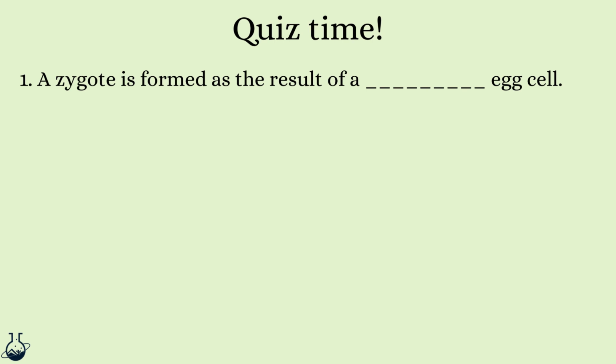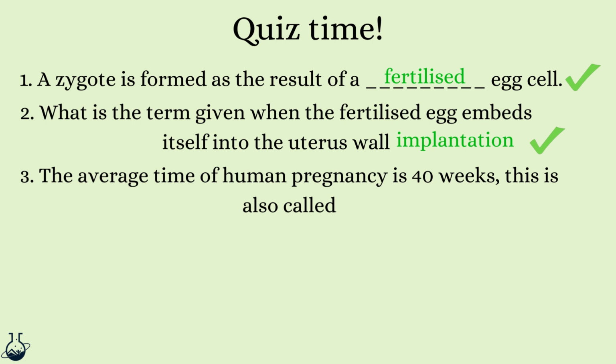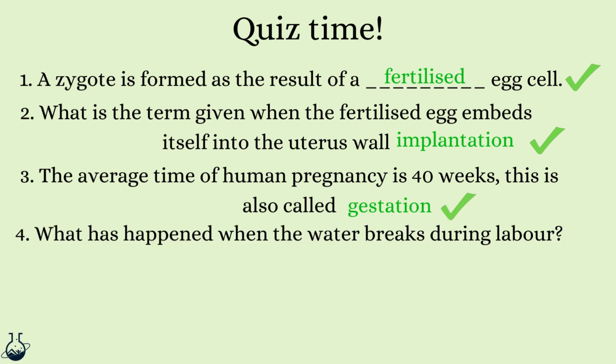End of video quiz time. Question 1. A zygote is formed as the result of a something egg. Fertilised. Well done. Question 2. What is the term given when the fertilised egg embeds itself into the uterus wall? Implantation. Question 3. The average time of human pregnancy is 40 weeks. This is also called gestation. Good work.